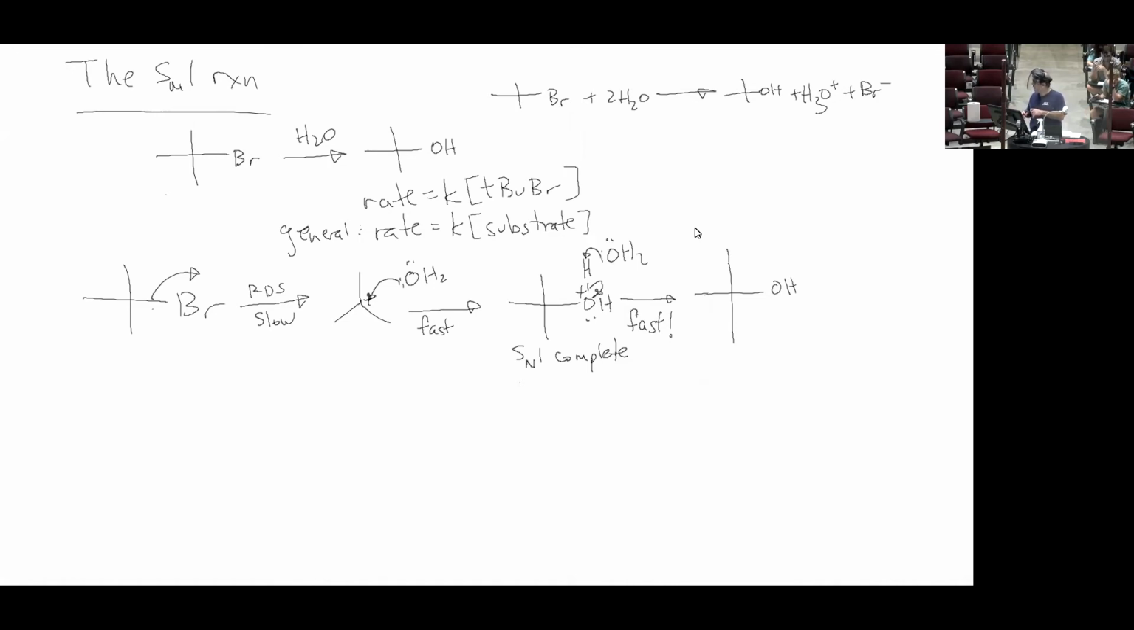Good. Any questions then before we get to the energy diagram, which is where I'm going to differ from the book a little bit? Yes.